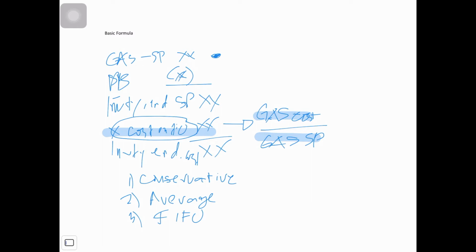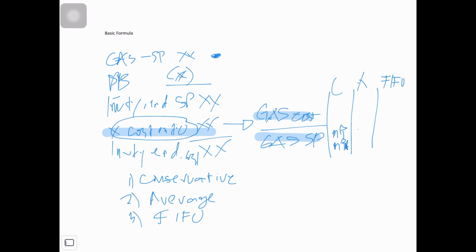In conservative, guys, what we add to goods available for sale cost is nothing new, there is no additional. Then in goods available for sale selling price, what we add is only markup or markup cancellation. We do not mind the markdown or markdown cancellation.